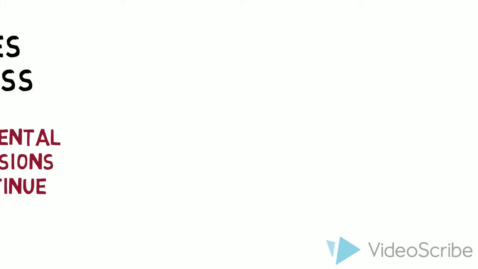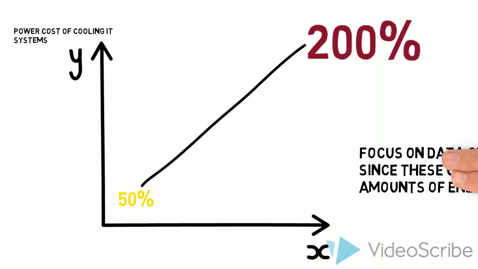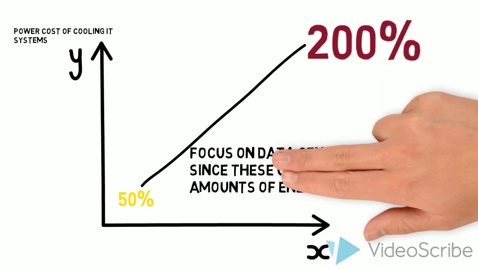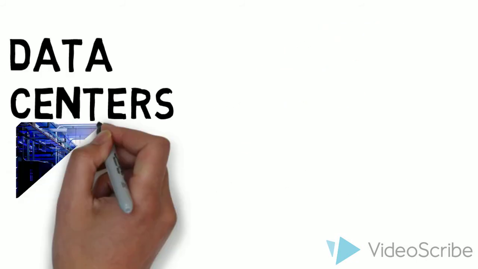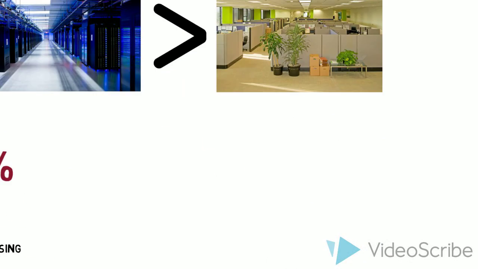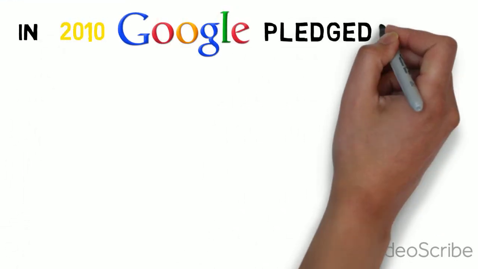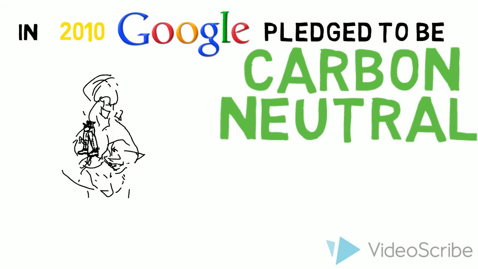With no business IT stimulus for green initiative and no response from management for change, the environmental repercussions will continue to grow. Power costs of cooling IT systems have risen from 50 to 200% within organizations. This has led to significant focus on data center design, since these systems utilize a vast amount of energy. Data center spaces can consume more than 100 times the energy of a standard office space. In 2010, Google pledged to be carbon neutral.